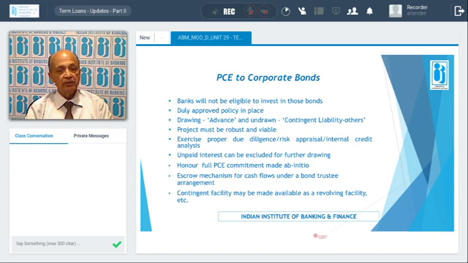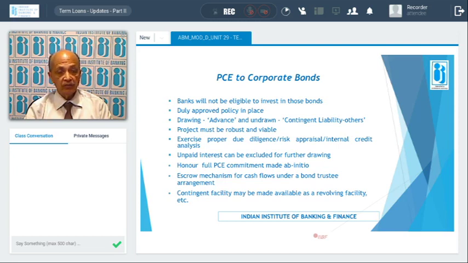Then another precondition is that RBI gives the permission to the banks. As I said in part 1, any project must be technically feasible, financially viable and bankable. So it must be a robust and viable project, and the normal care should be taken, proper due diligence, proper appraisal, everything should be taken. And these are the things.